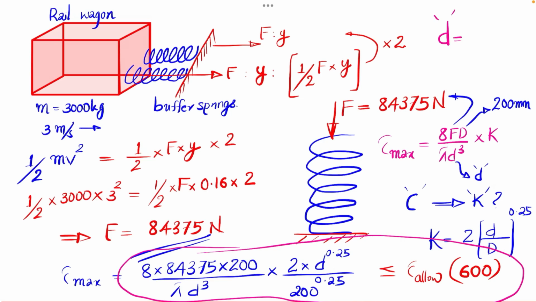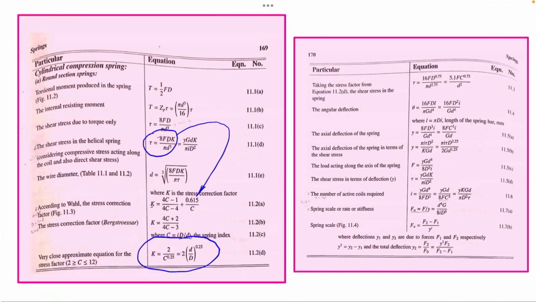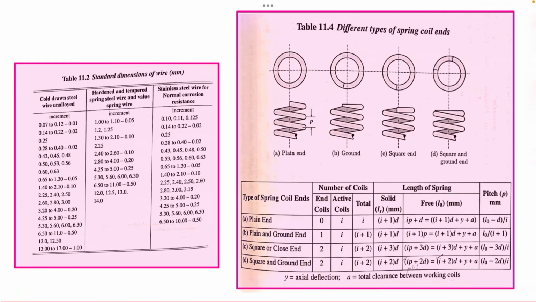So on solving, we will be getting the value of the spring wire diameter d as around 46.4 mm. This is 46.4, that is the spring wire diameter. So this is what we are getting at the end of the first step, the wire diameter 46.4 mm.